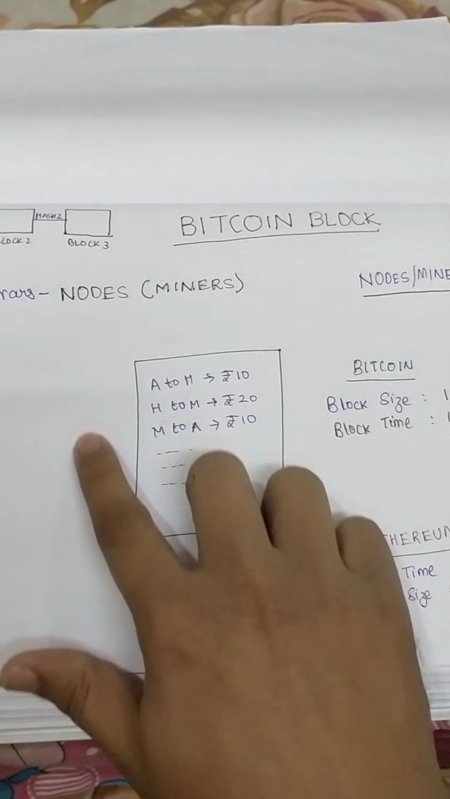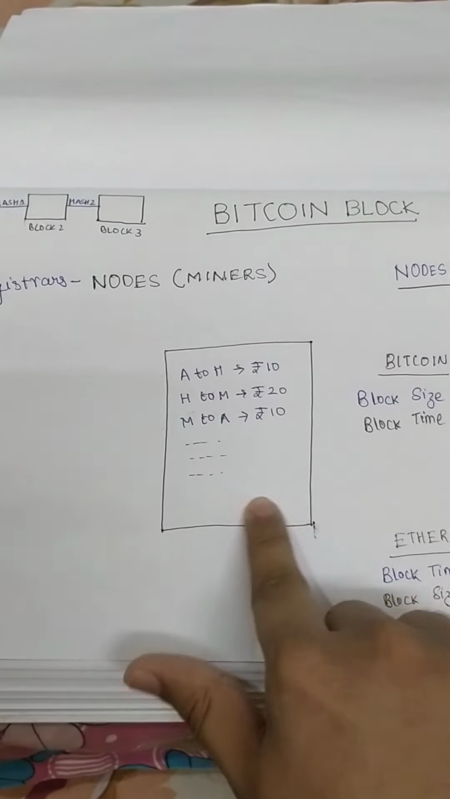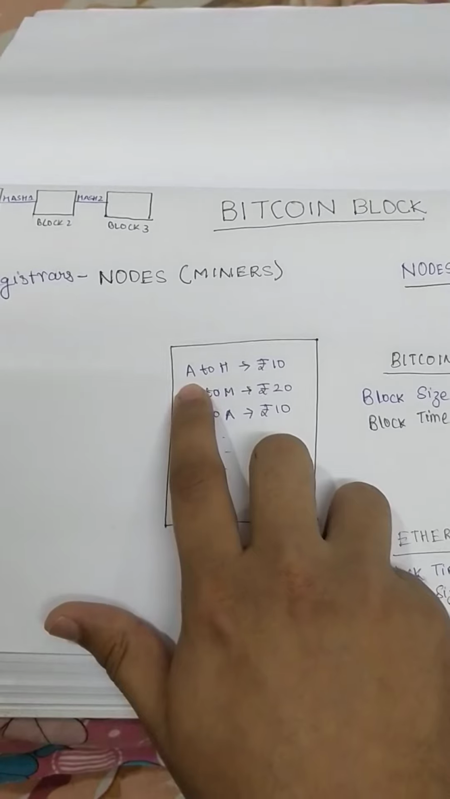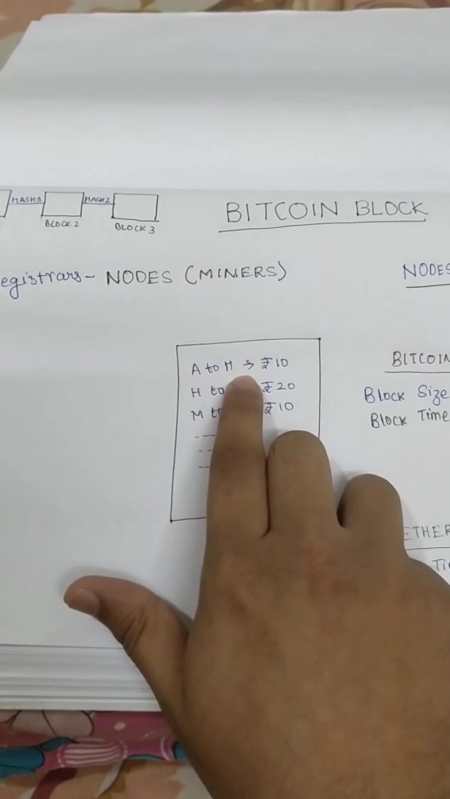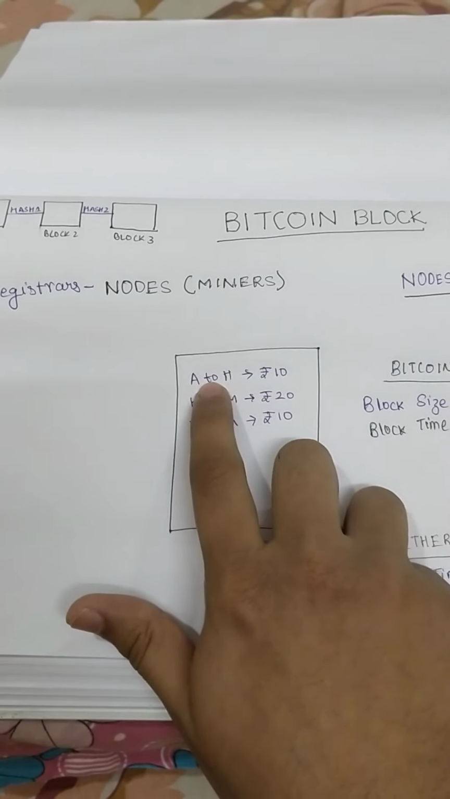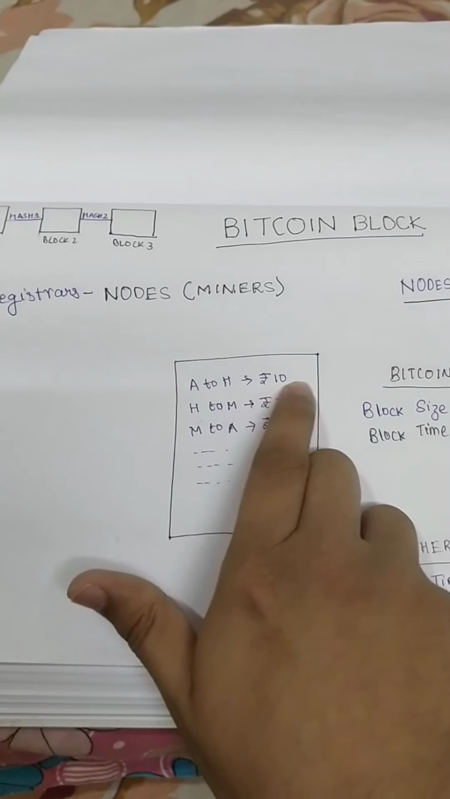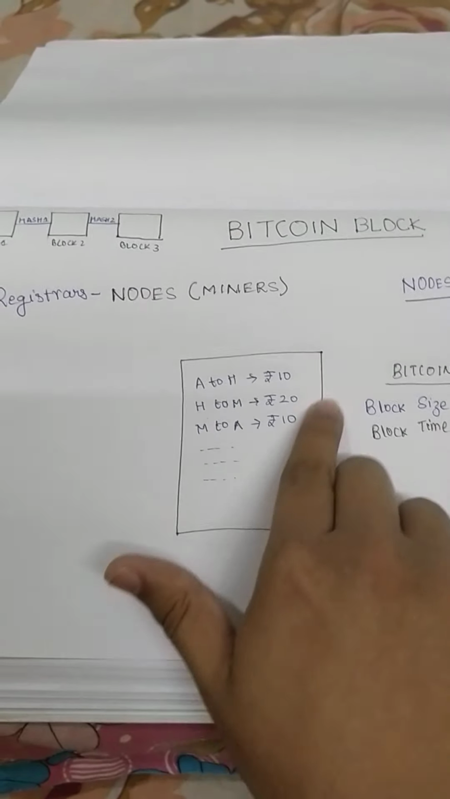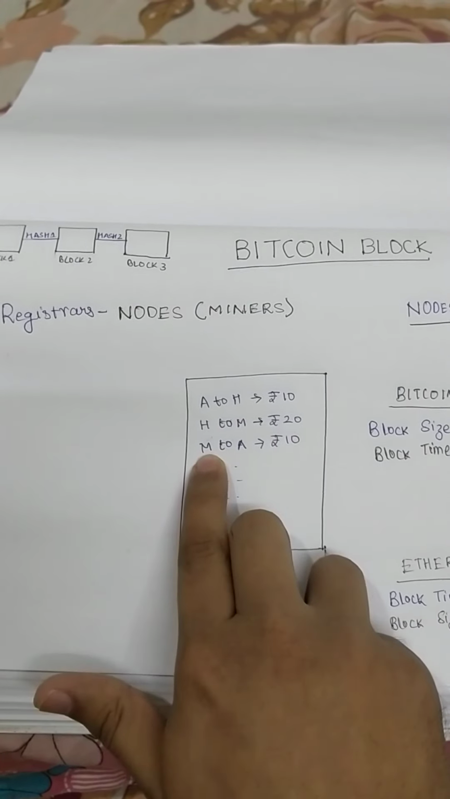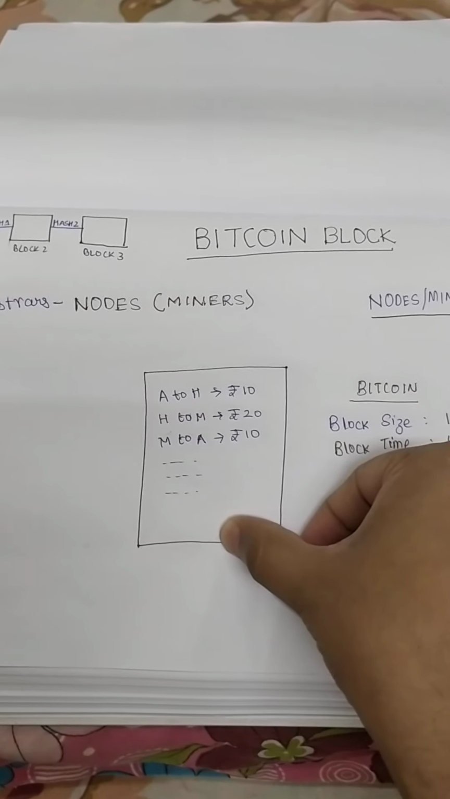Now let's think of this as a single block of data, or you can say a space in a database, in which transactions are being entered. If you remember, the first transaction was from Abhishek to Harsha for 10 rupees, for a glass of water. Abhishek wanted a glass of water and he gave Harsha 10 rupees for it. That particular transaction is entered into this block, right? Later on, Harsha wanted something from Manish and he pays 20 rupees. In the same way, Manish wanted something from Abhishek, and he pays 10 rupees. In this way, the transactions go on, right?